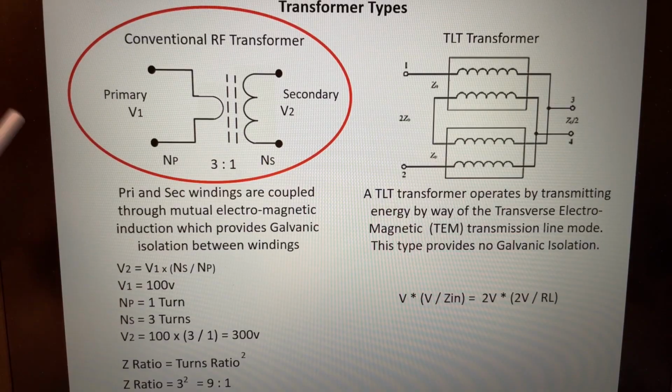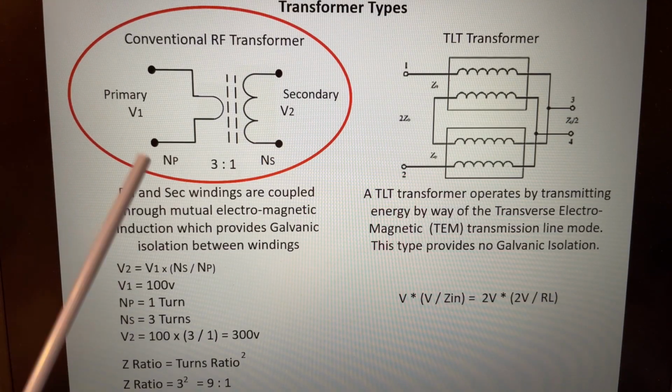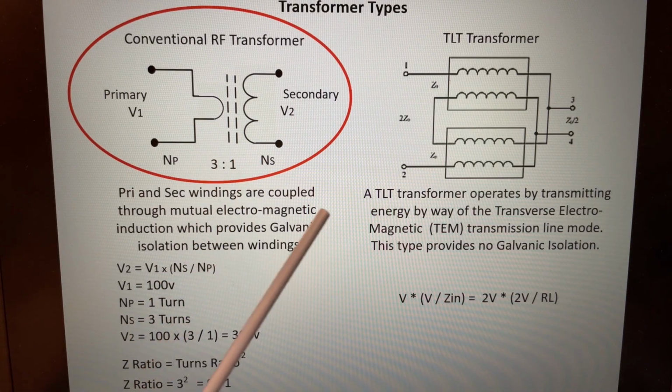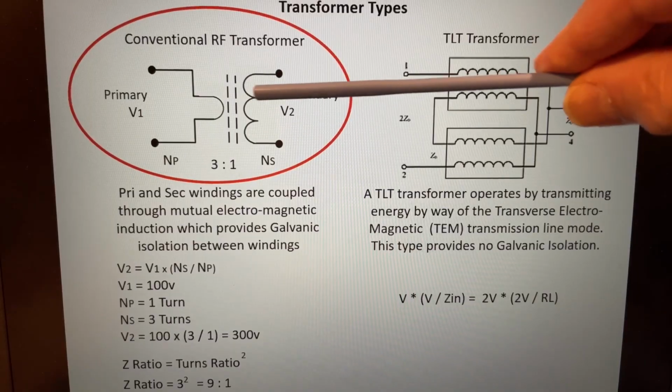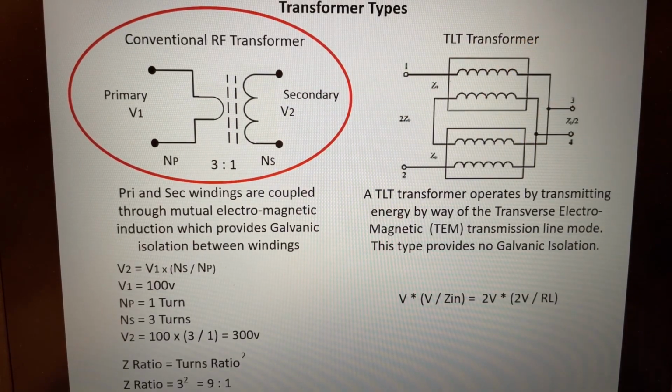So let's go back to the conventional RF transformer. Pretty basic. You have a primary and a secondary. You have the number of turns in the primary, which in this example is 1, and the number of turns in the secondary, which is 3. So we call this a 3-to-1 because you're looking at the ratio looking into the transformer in this direction.